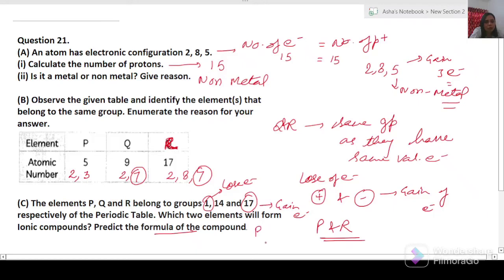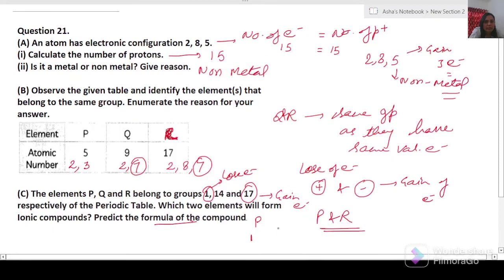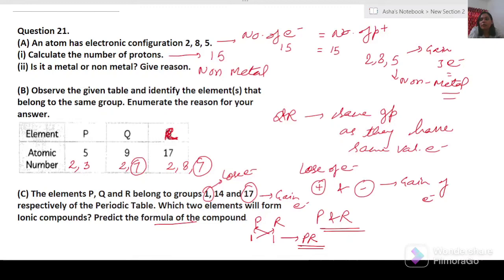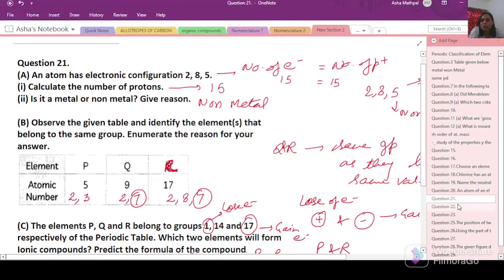For that you will be using valency. P belongs to group 1, so valency will be 1, and R belongs to group 17, right? Group 17, that is 2, 8, 7, the last valence electron count is 7, so valency will again be 1. So this one will go here, this one will go here, so the formula will be PR only. Okay, now let us go to the next question.